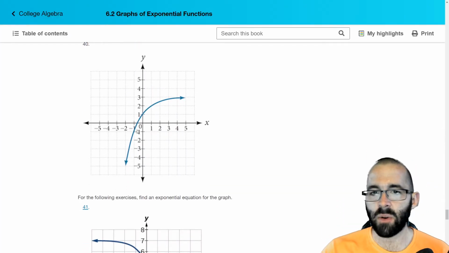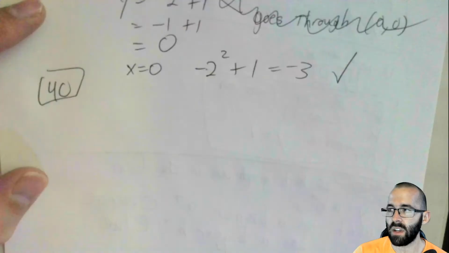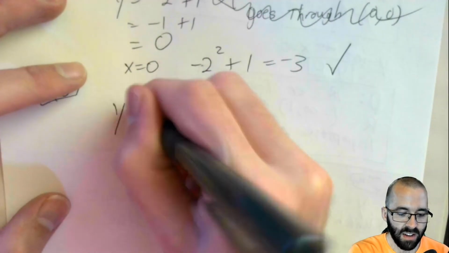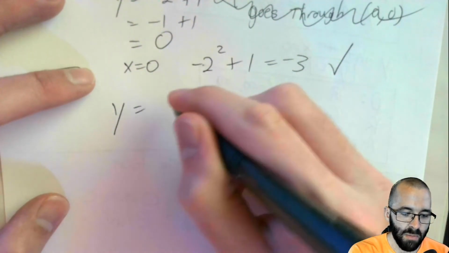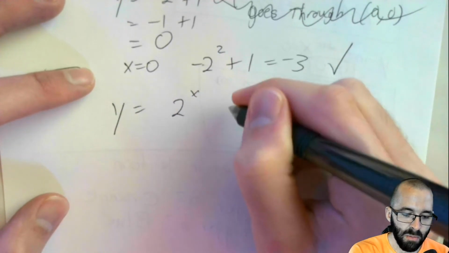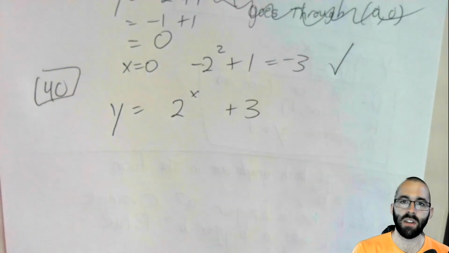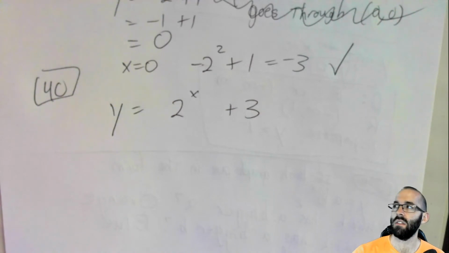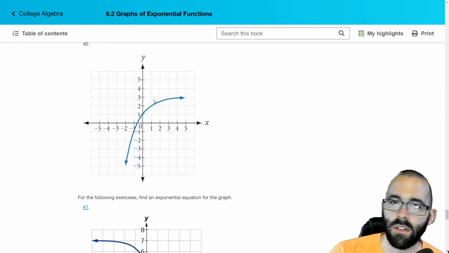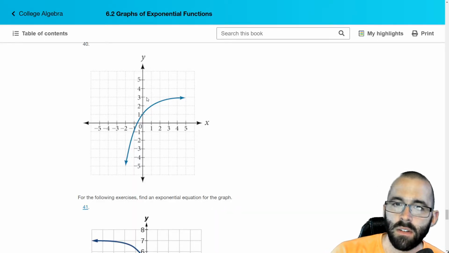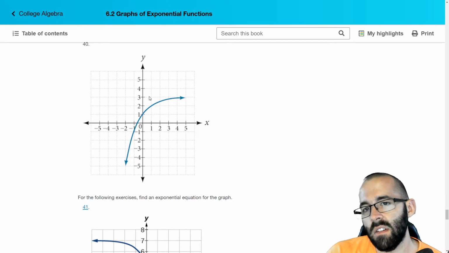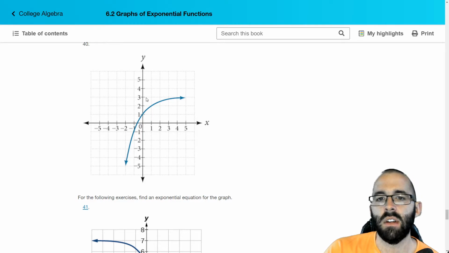For number 40, start with the asymptote. Asymptote's y equals 3. Right off the bat, we're going to say, okay, asymptote's y equals 3. That means that there must be a shift up 3. Must have gone up 3. Okay. And then some other things to think about is, what is the shape?